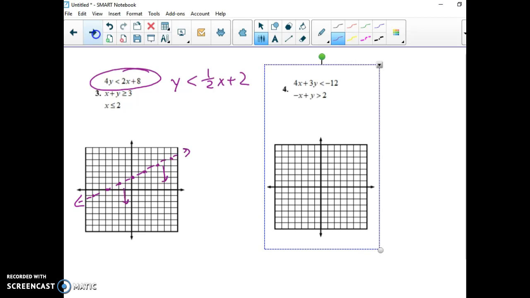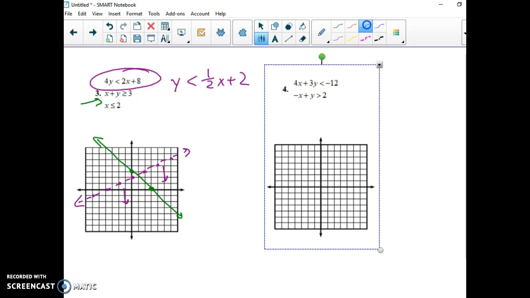Now the second inequality, I should say, is x plus y is greater than or equal to 3. Since this is in standard form, I find it easier to find the x-intercept and the y-intercept. The x-intercept is 3, 0. The y-intercept is 0, 3. I do that by substituting 0 in for x, which creates a y of 3, and 0 in for y, which creates an x of 3. It's an or equals to, so it's a solid line, and it's when x plus y is greater than or equal to 3.